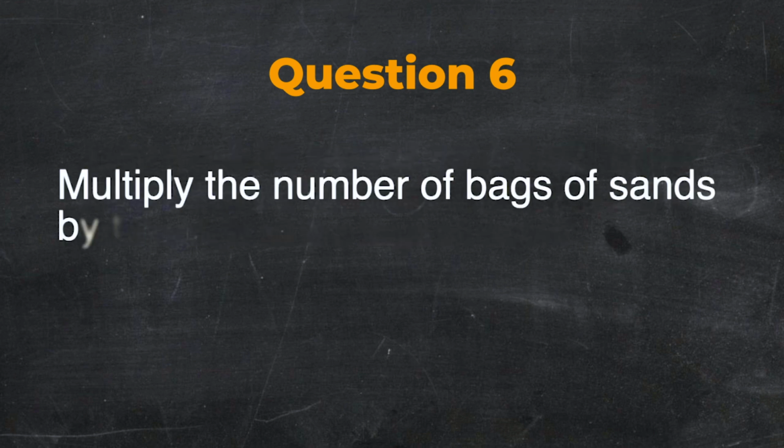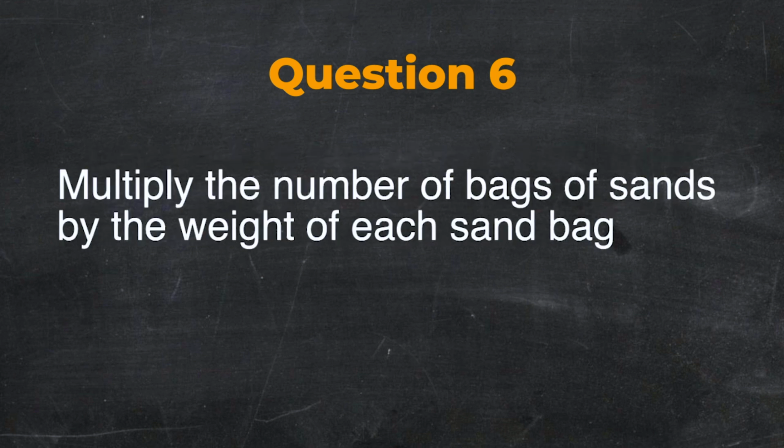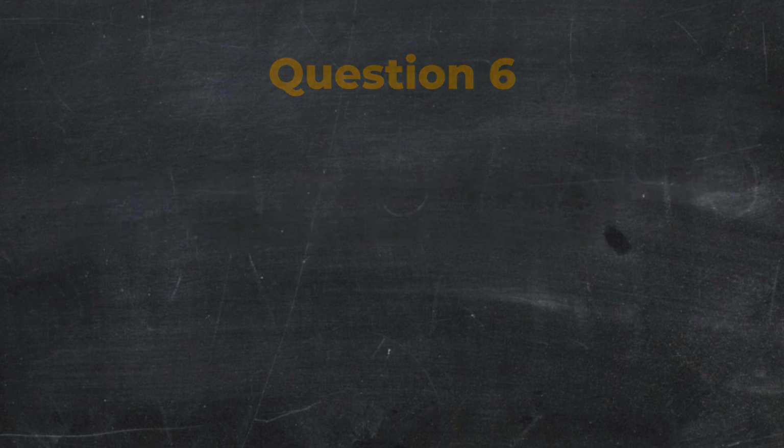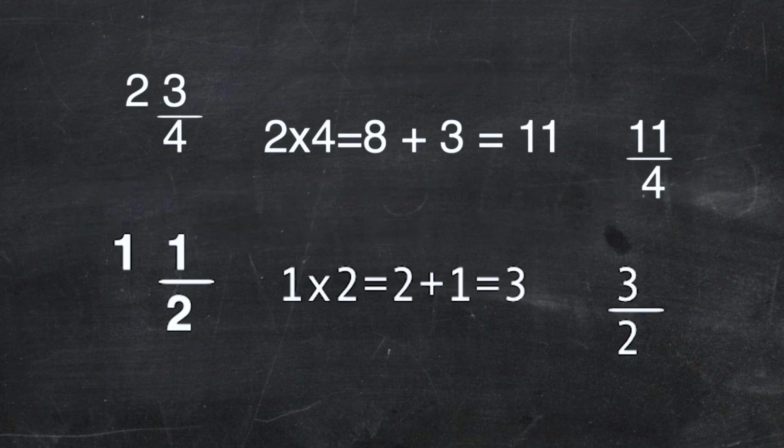First, we need to multiply the number of bags of sand by the weight of each sandbag. We first change these mixed numbers to improper fractions. 2 multiplied by 4 gives us 8, added to the numerator of 3 to give 11. So that would be 11/4.